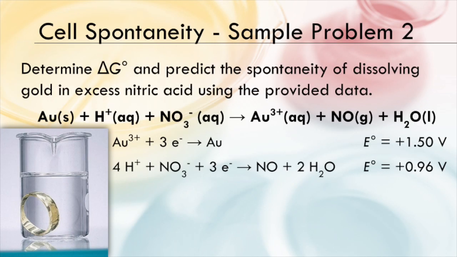So now let's try to use our electrochemical understanding to make a prediction about something that is a redox reaction, but isn't actually an electrochemical cell, because it's all in one beaker. Let's determine the free energy change under standard conditions and predict the spontaneity of dissolving gold in excess nitric acid, using the equation and half reactions and reduction potentials provided.